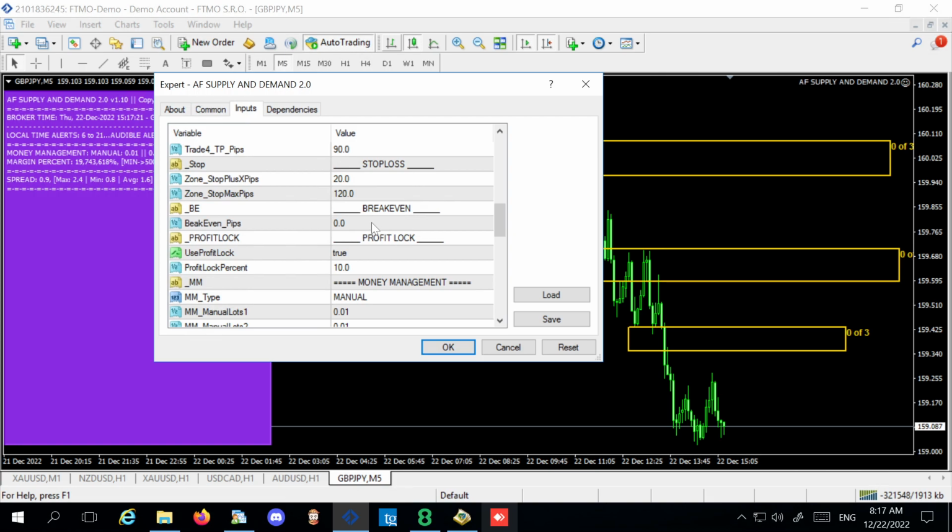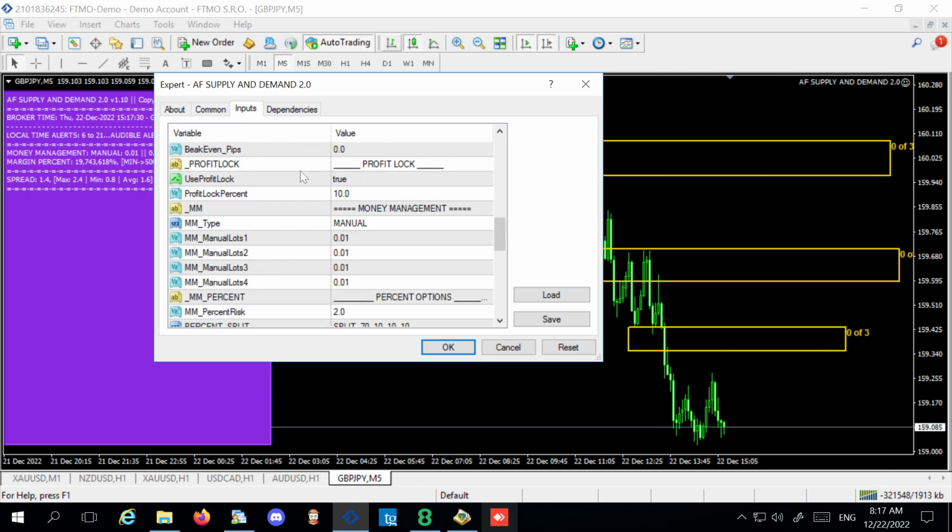Got a break even feature here. You can obviously choose to break even on the trade. If you choose that, you can just set the pips here, or when you want it to break even. Then profit lock, which is a very smart feature actually.